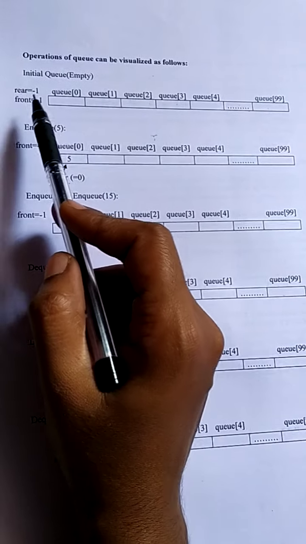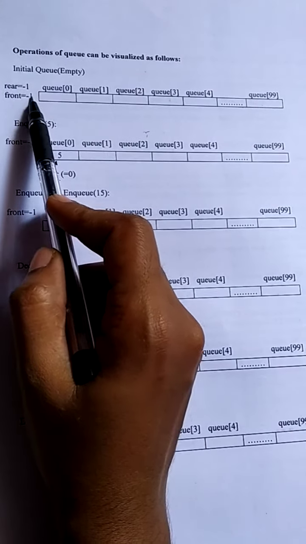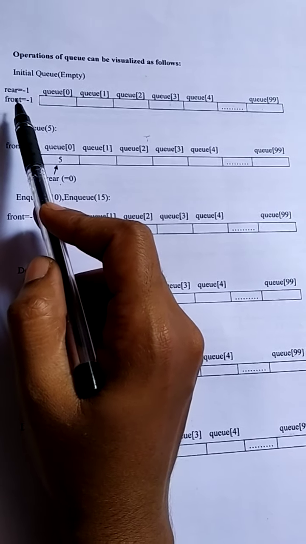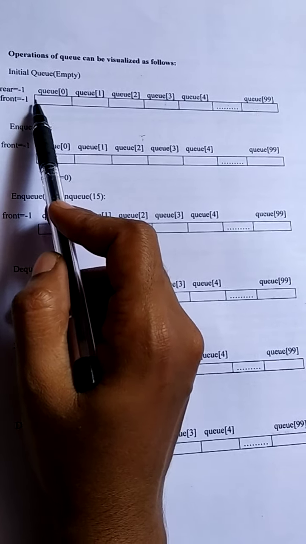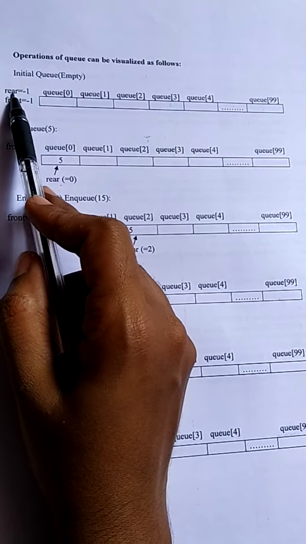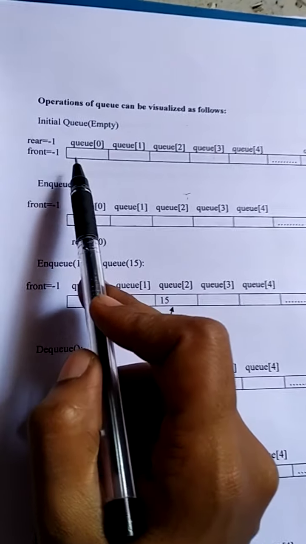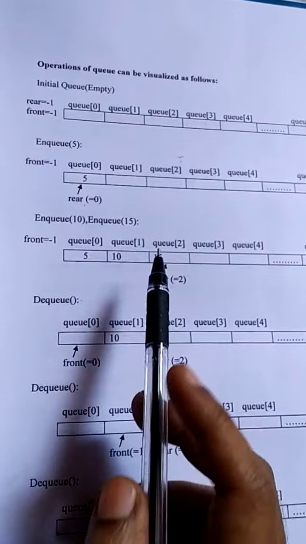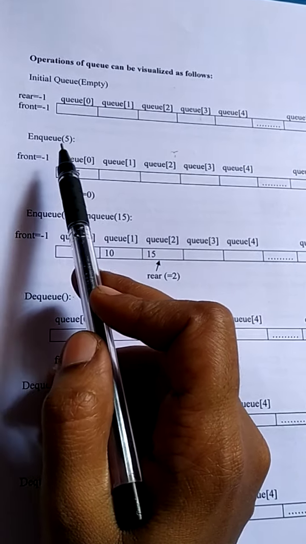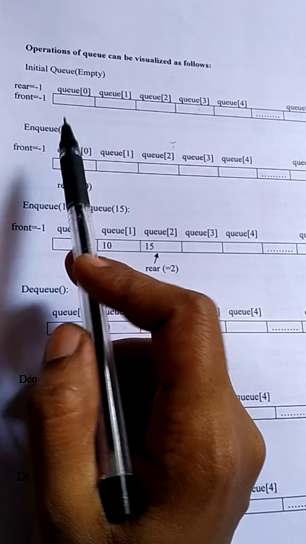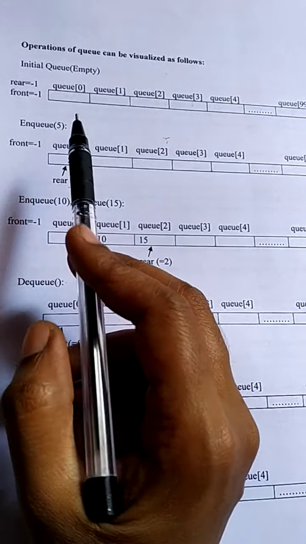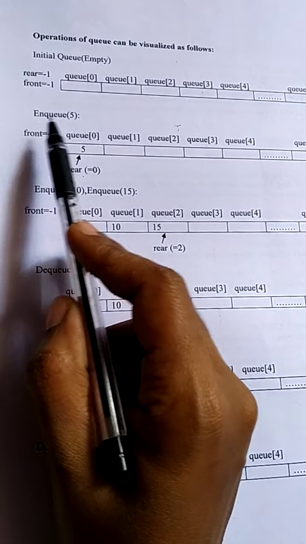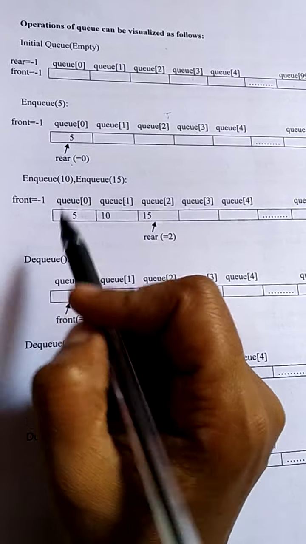In the initial position, the rear and front values will be set to -1. As in a stack, where we set the top value to -1 because the stack is empty, similarly here we set the rear and front values to -1. Since the Q is empty, it is not denoting any of the elements in the Q. Now, NQ: as I said in the previous video, the insertion will be called NQ and the deletion will be called DQ. In stack, we called them push and pop; in Q, we call them NQ and DQ.